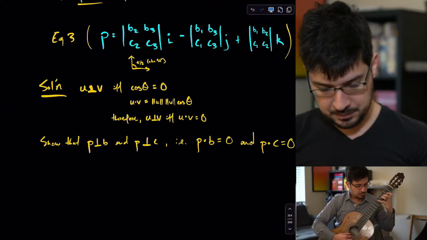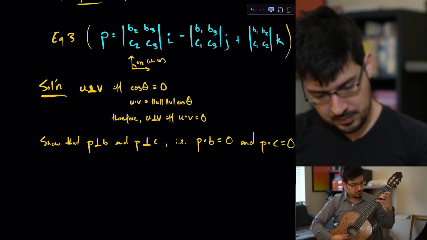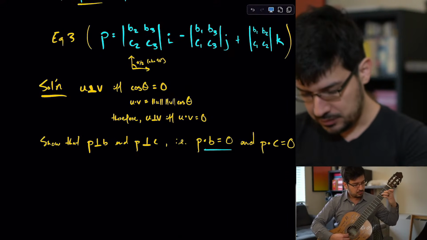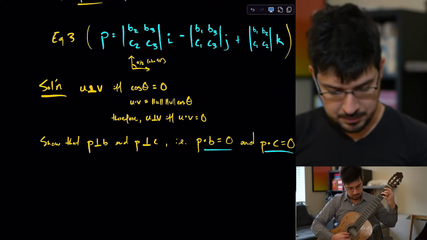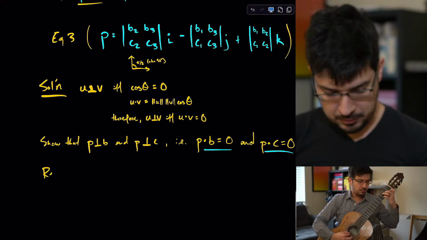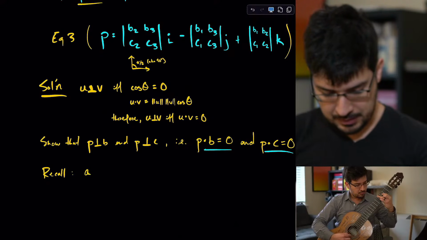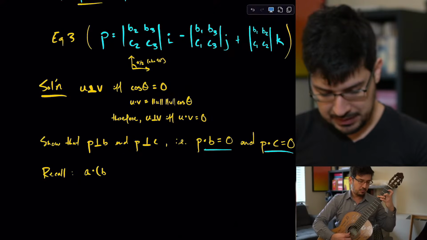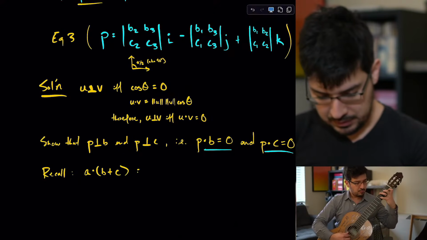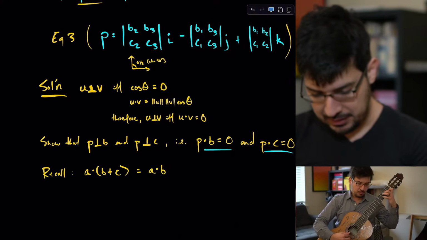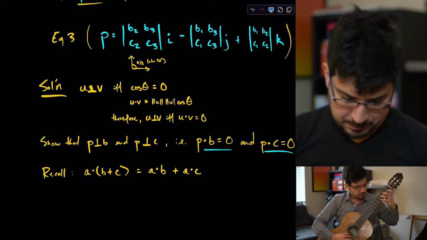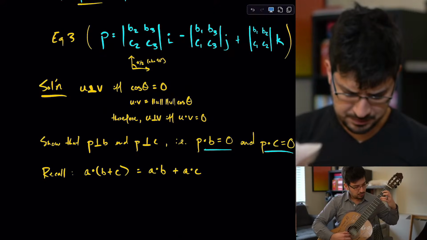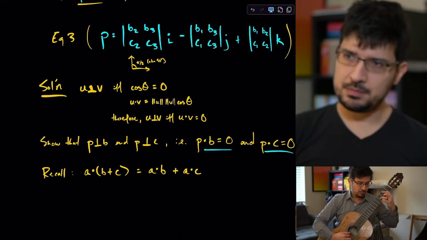Okay, so now we've simplified the problem to showing this. Now, recall: A dot (B plus C) equals A dot B plus A dot C. Is this true? I think it's true. Yeah, that should be true. That should definitely be true.